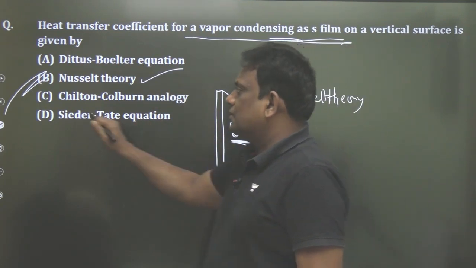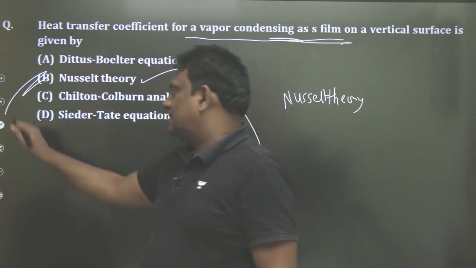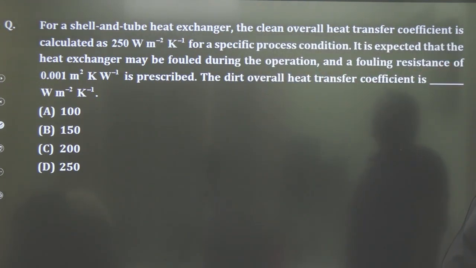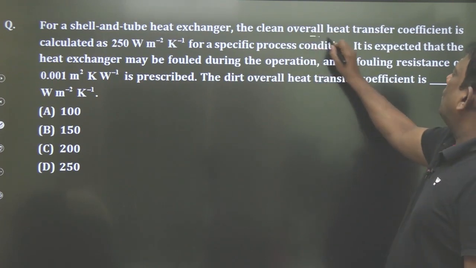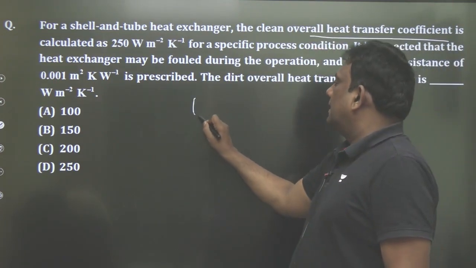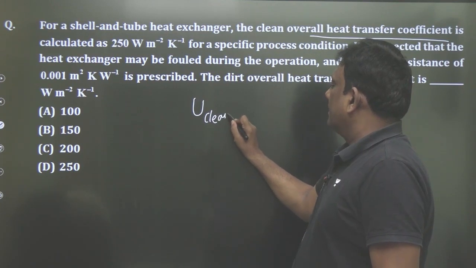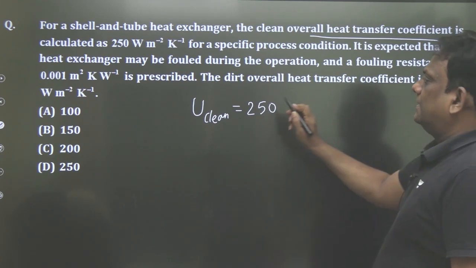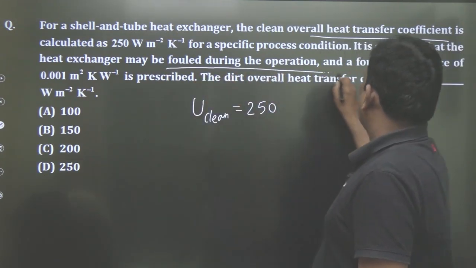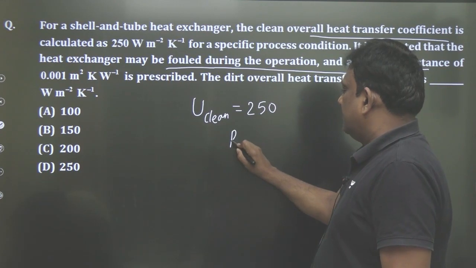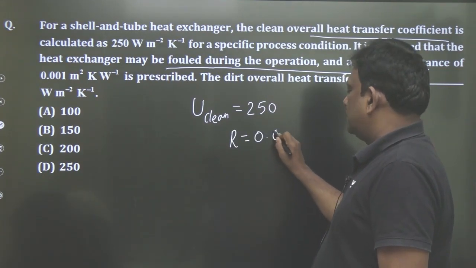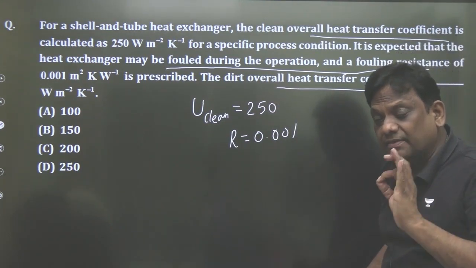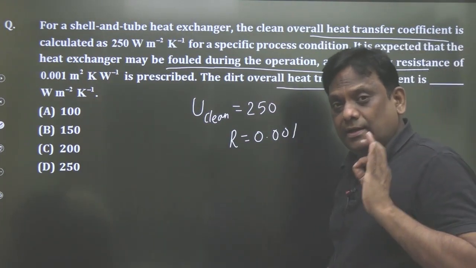This is very important. I have given all assumptions in my regular classes. Now take this question. For a shell and tube type heat exchanger, the clean overall heat transfer coefficient is 250. And it is expected that the heat exchanger may be fouled during the operation, and the fouling resistance is given as 0.001. I have given this question also in my regular classes.